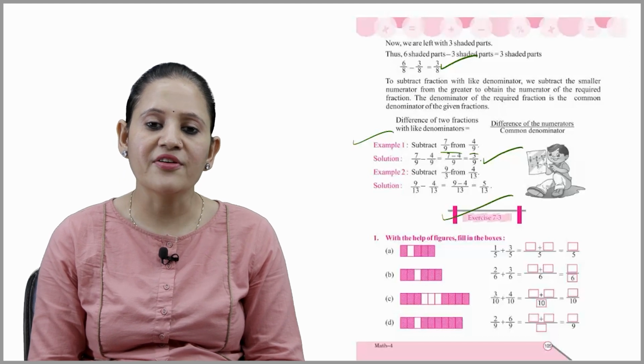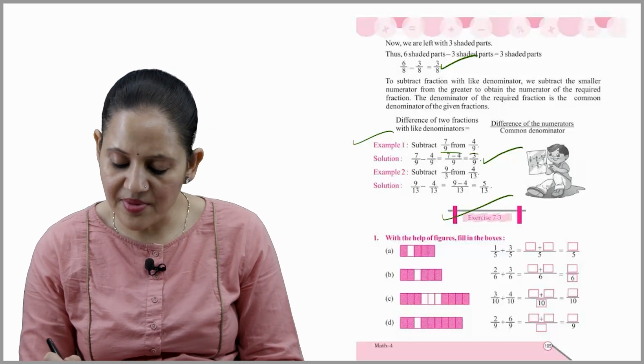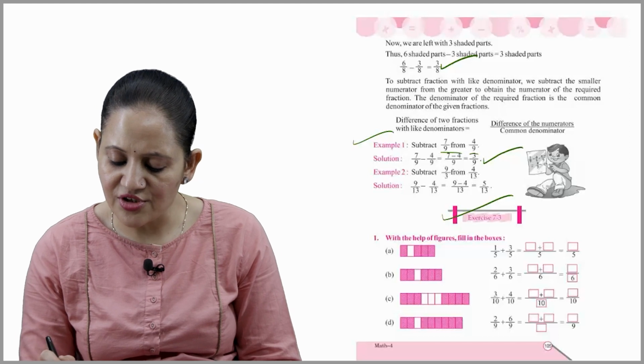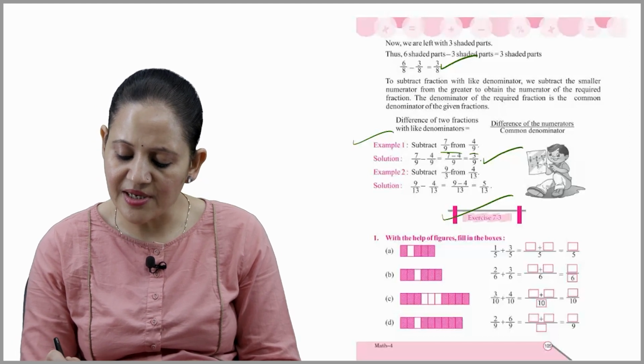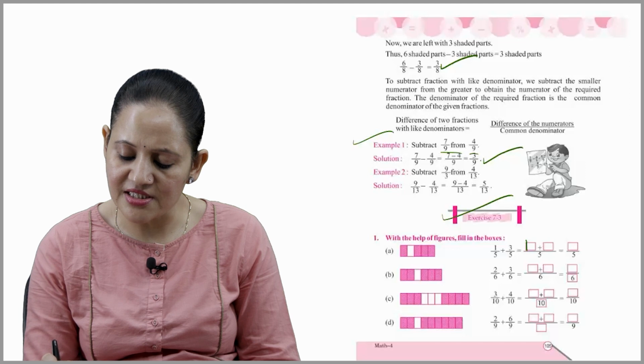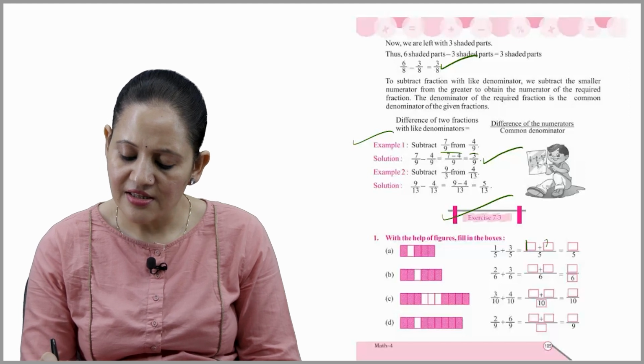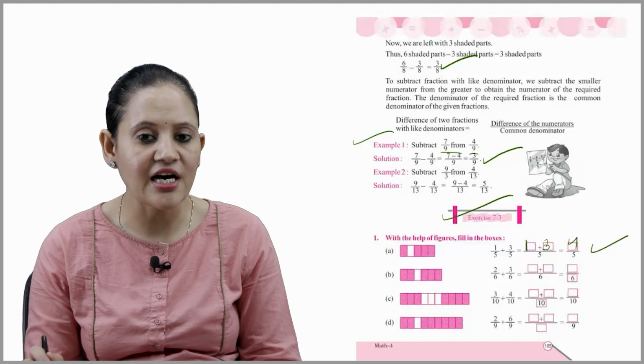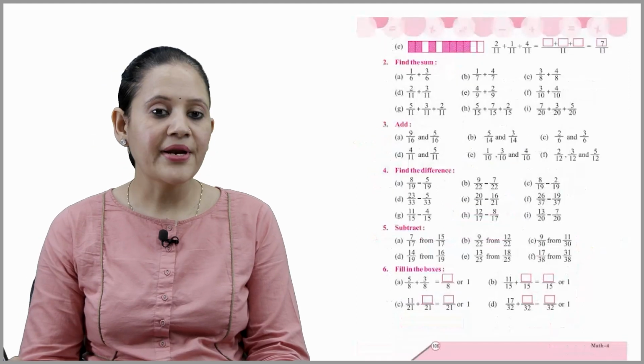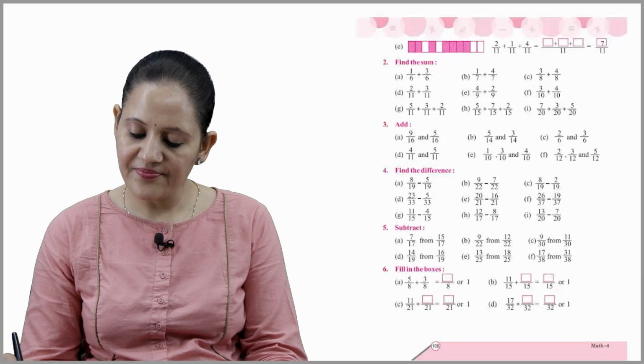With the help of figure, fill the boxes. 1 by 5 plus 3 by 5. Denominator same है. So simply हम क्या करेंगे, 1 plus 3, that is 4 by 5. That is our answer. Practice all the questions of this exercise.